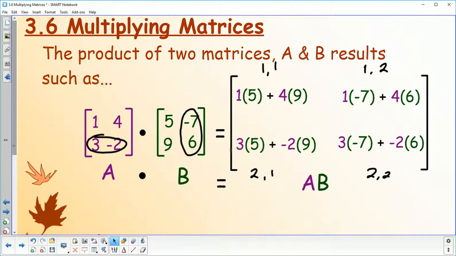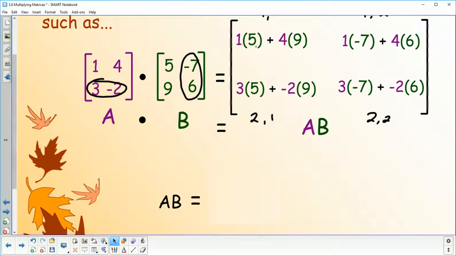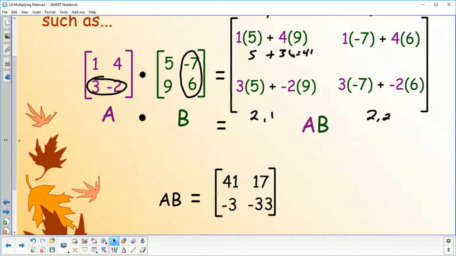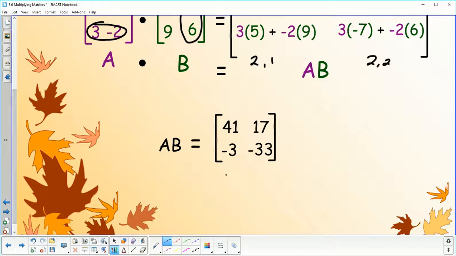And then we could just simplify those each. So 1 times 5 would be 5, plus 4 times 9 is 36, and that's going to give us 41. So that first element is 41. We could do the same idea for these other 3 elements, and when we do that, you get 41, 17, negative 3, and negative 33. So this looks like a big mess up here, but in the end, after we do that, we end up with just our 2 by 2 again.